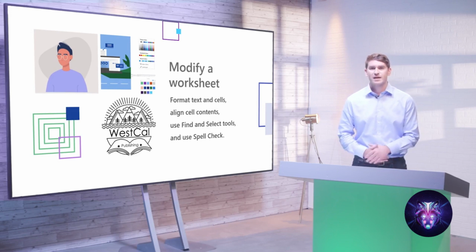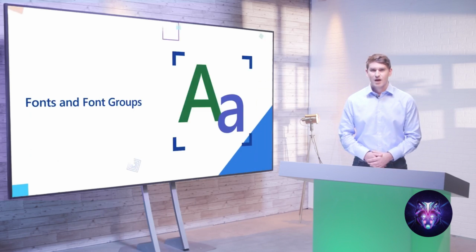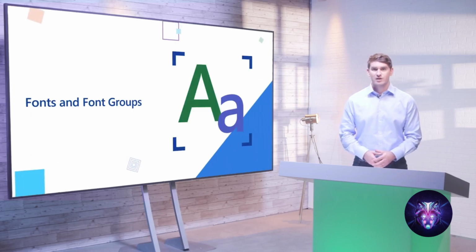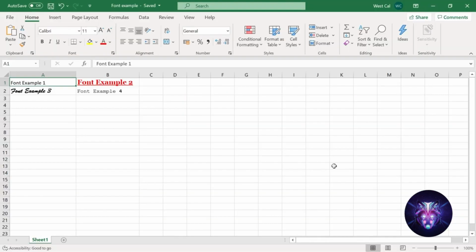Let's get started by taking a closer look at fonts. A font is a complete set of characters with a typeface and style that are used to create text. Fonts are very customizable. You can change their size, type and color to create the effect you are looking for. On screen you can see an example of a few different fonts. Naturally, the font group of the Home tab is where you'll find most font commands. You can choose the font face, size, color and effects here.